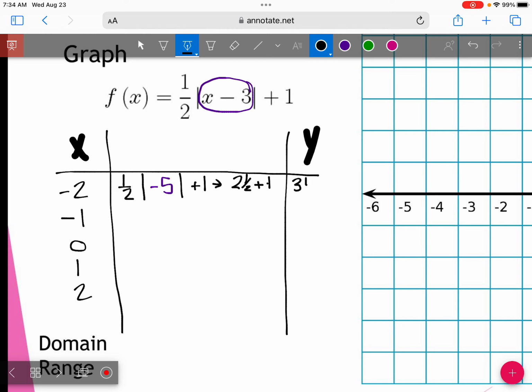I did the inside my absolute value, my x minus 3, -2 minus 3. Okay. So we treat it like parentheses and do what's inside it first.